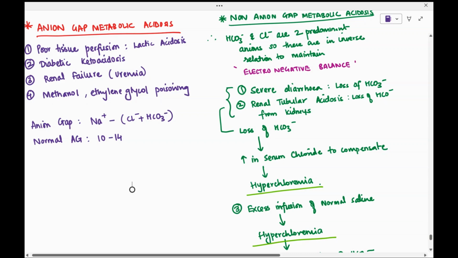This is a continuation of acid-base disorders. Here we are discussing anion gap and non-anion gap metabolic acidosis. So first, anion gap metabolic acidosis. There are four main reasons.